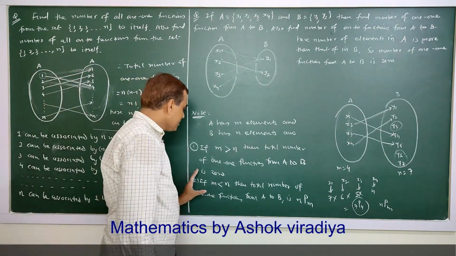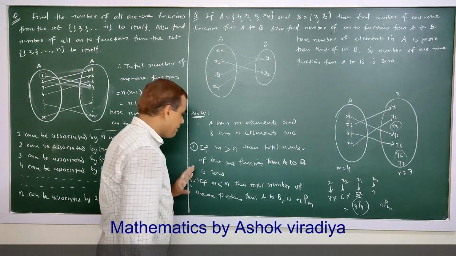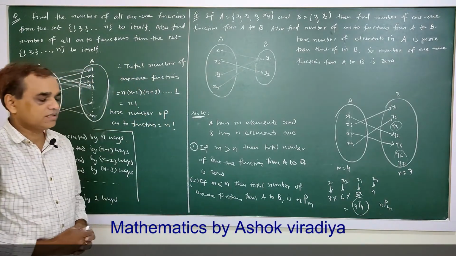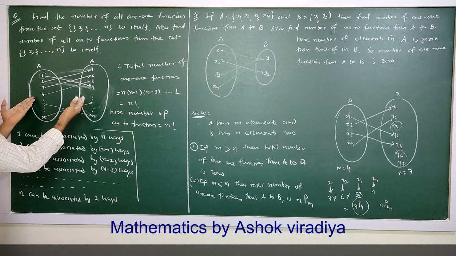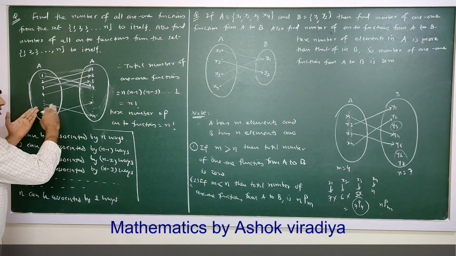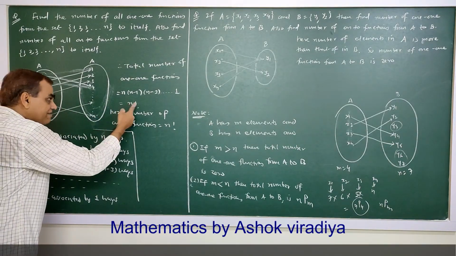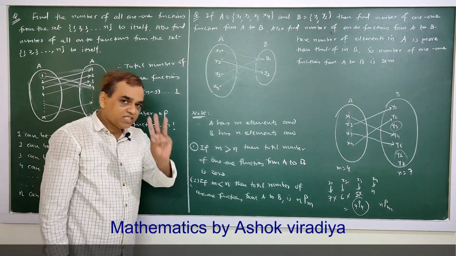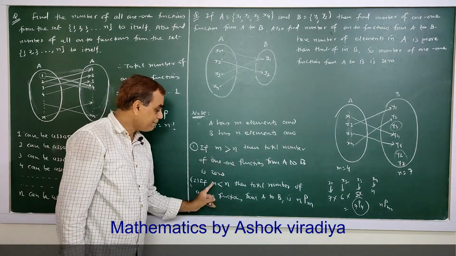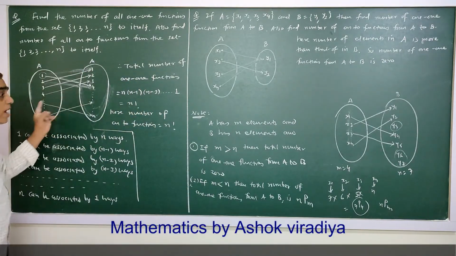So remember these two statements. If m equals n, then it is clear: the number of 1-1 functions is n factorial, or you can say m factorial. You can see these three cases: m more than n, m less than n, and m equal to n.